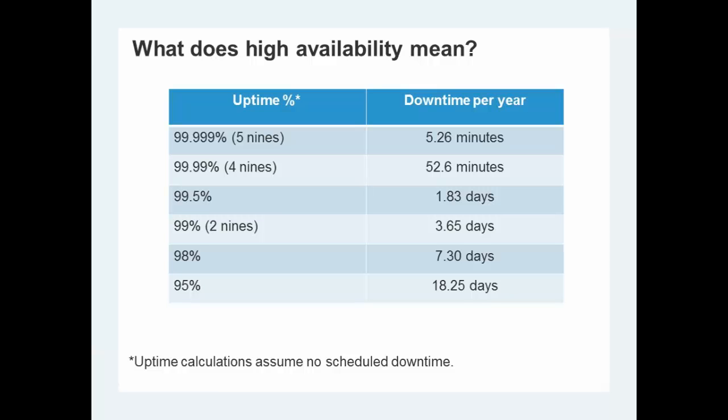And you can see some of the other percentages, what it means to be down at 98%, 7.3 days, or 99.5%. Would you be proud if you had 99.5% uptime a year? I would, because that's pretty good, unless that 1.83 days was on Cyber Monday. Then you'd be in trouble. So you really have to think about the likelihood of a particular downtime occurring on that day. And that's why we're focusing on these peak periods.